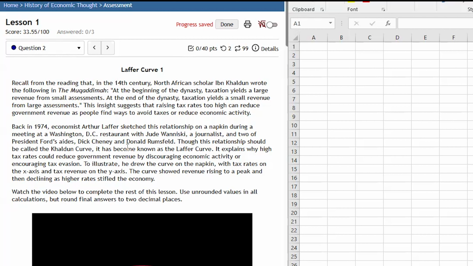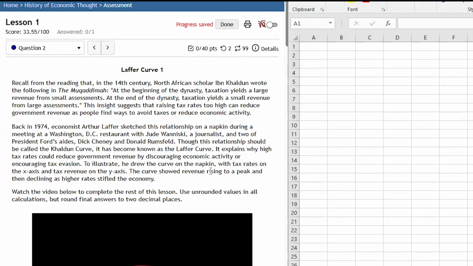This insight suggests that raising tax rates too high can reduce government revenue as people find ways to avoid taxes or reduce economic activity. Back in 1974, economist Art Laffer sketched this relationship on a napkin during a meeting at a Washington, D.C. restaurant with Jude Wanniski, a journalist, and two of President Ford's aides, Dick Cheney and Donald Rumsfeld. Though this relationship should be called the Khaldun curve, it has been known as the Laffer curve. It explains why high tax rates could reduce government revenue by discouraging economic activity or encouraging tax evasion.